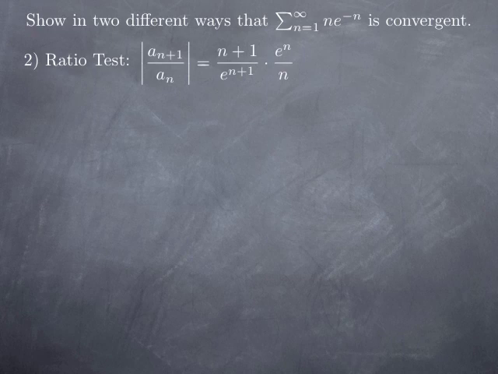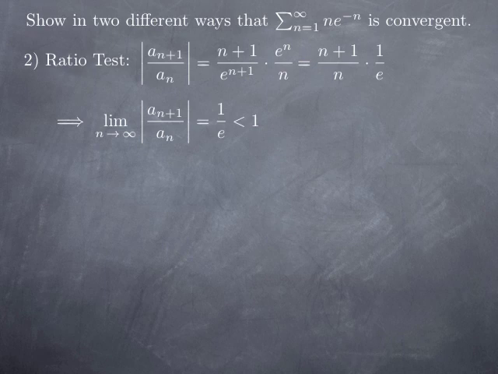And you see that e to the n divided by e to the n plus 1 is really just 1 over e, so we end up with n plus 1 over n multiplied by 1 over e. And when n goes to infinity, n plus 1 over n goes to 1, and therefore the limit at infinity of my ratio is 1 over e, which is less than 1.